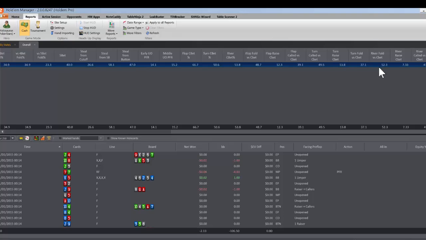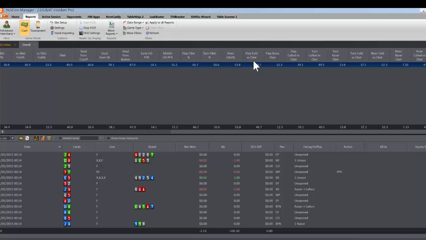River fold versus c-bet, 52%. I think a good number is between 45 to 50% again. So this is a bit high, but I think it's perfectly alright, because people at lower limits tend to triple barrel with the nuts. Yes, they tend to be stronger. So being a bit tighter in terms of calling down is definitely the right way to go. Okay, so that's a bit about the fold versus c-bet numbers.